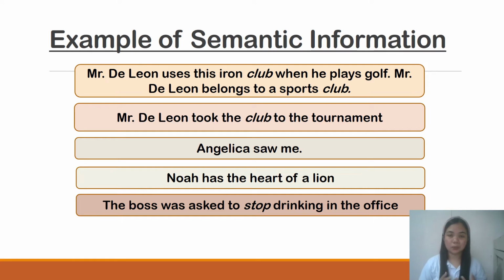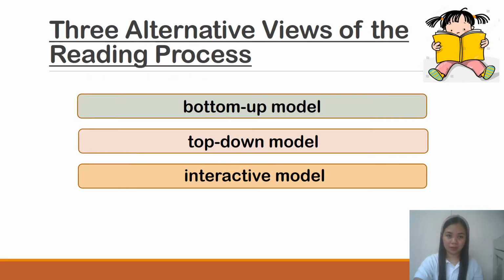So a reader must be active rather than passive in processing meaning. One way a child becomes a proficient reader is by using as many sources of redundancy as possible. Three alternative views of the reading process: the bottom-up model, the top-down model, and the interactive model.